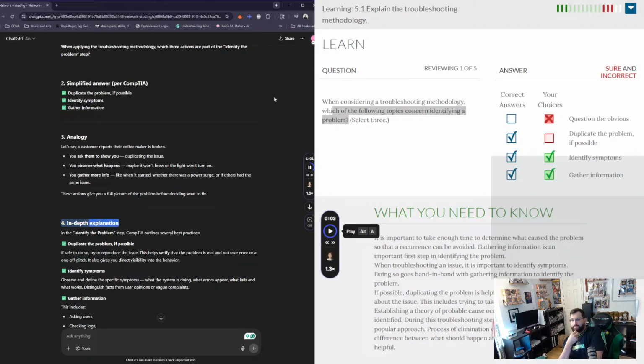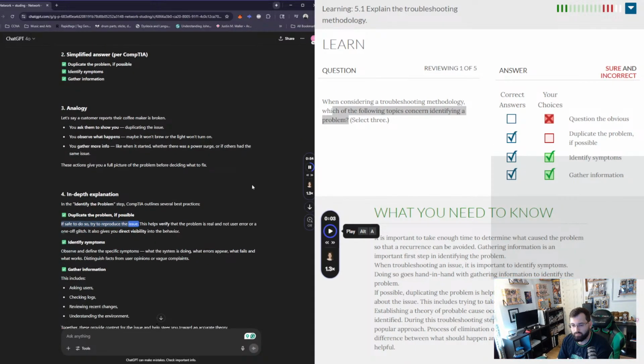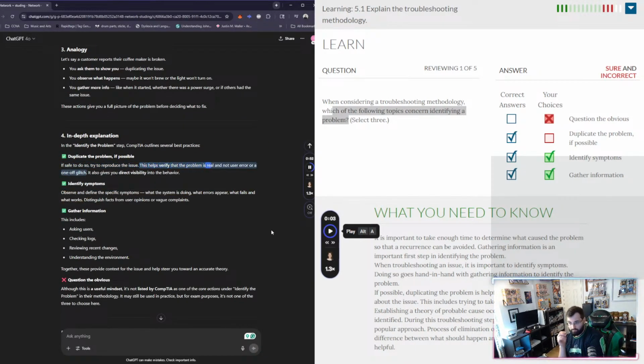4. In-depth explanation. In the Identify the Problem step, CompTIA outlines several best practices. Duplicate the problem if possible. If safe to do so, try to reproduce the issue. This helps verify that the problem is real and not user error or a one-off glitch. It also gives you direct visibility into the behavior.